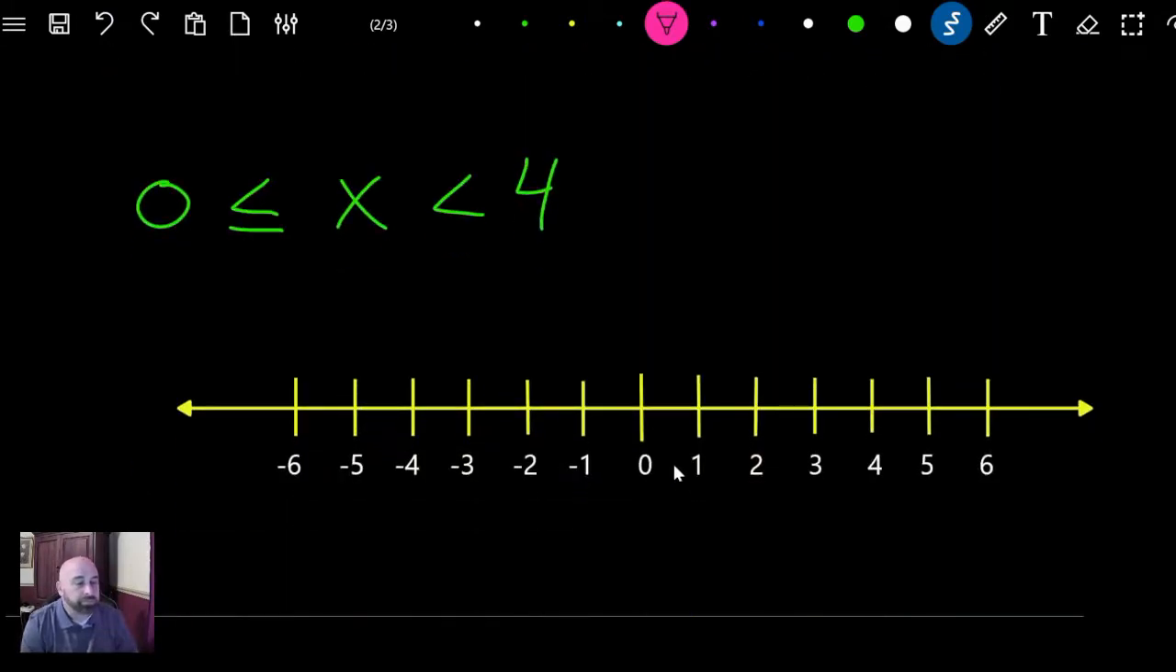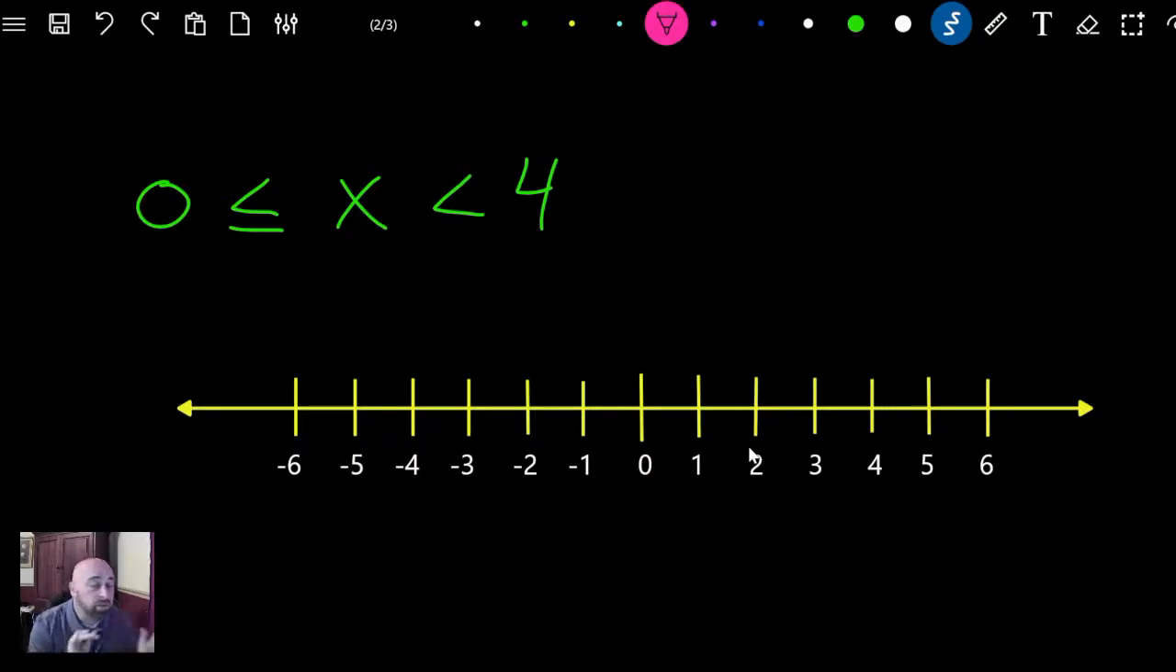Let's try one more. So if I have 0 is less than or equal to x, which is less than 4, graph your critical points. Here's a critical point at 0. Let me just circle 0. Do we fill it in? Yes, we do, because that is also included with the little line that's underneath of it.